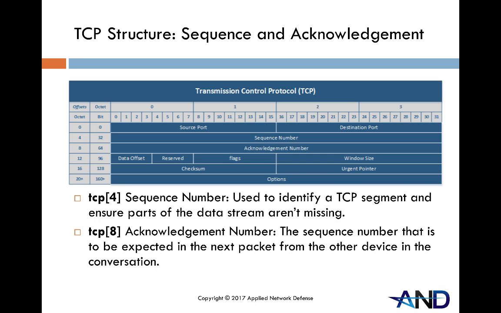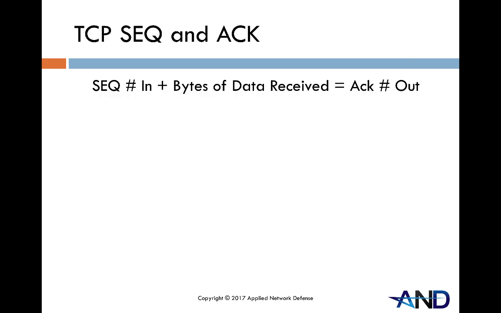It's important to know these are just numerical fields. They can be very large numbers since they're 4-byte fields, but they are just numerical values that are iterated on as the communication between two hosts progresses. The important formula I want you to remember when thinking about sequence and acknowledgement numbers is this one, and this is from the perspective of the recipient or the server in that case. The formula is sequence number in plus bytes of data received equals acknowledgement number out.